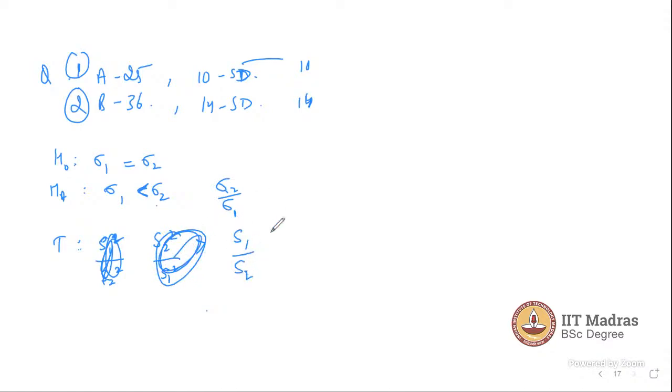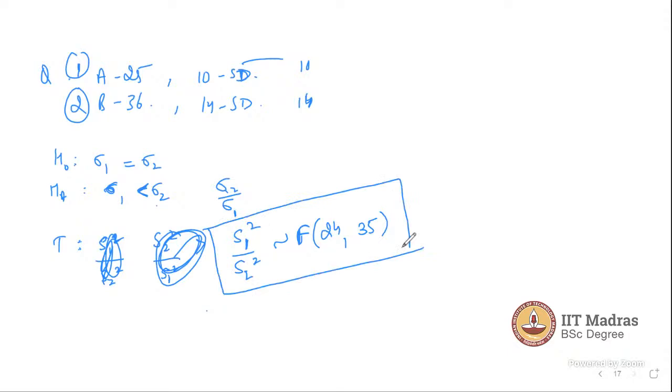If you do this, just look over here: sigma 1 less than sigma 2. So I will take my test statistic to be S1 squared upon S2 squared, and this follows the F distribution with degrees of freedom. How many elements do you have in one? It is 25, so 25 minus 1, that is 24, and 36 minus 1, that is 35. So this follows the F distribution with degrees of freedom 24 and 35.